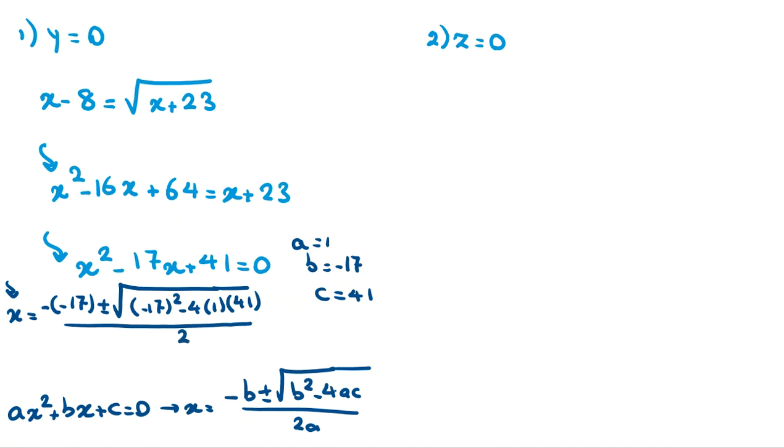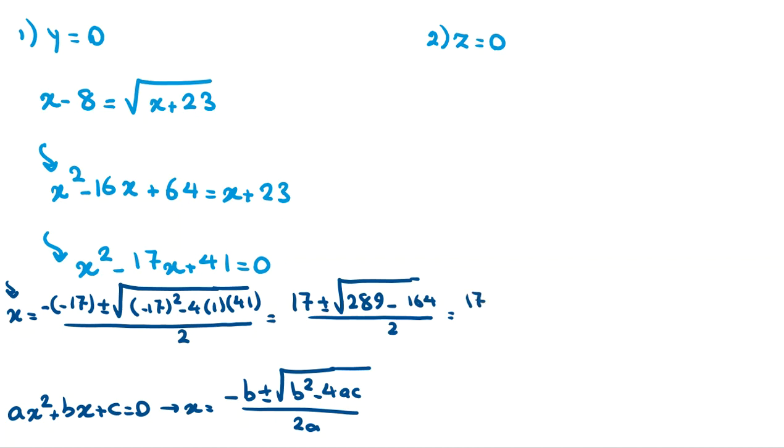So if we simplify this, let me erase these things to simplify. It will be 17 plus minus, 17 squared is 289, minus 4 times 41 is 164, all over 2. And we can say, okay, this is 17 plus minus square root of 125 over 2. So it is not integer. The problem says x and y should be integer. So contradiction, this case is impossible.